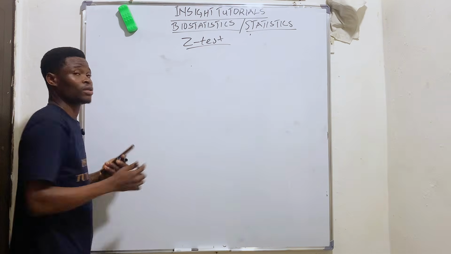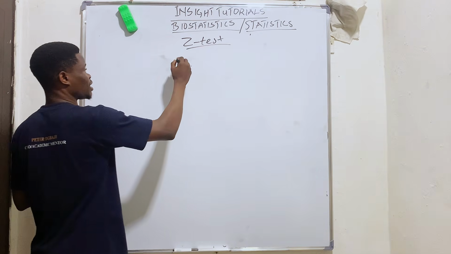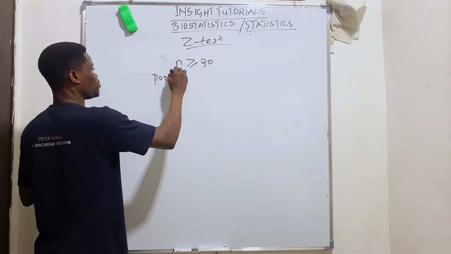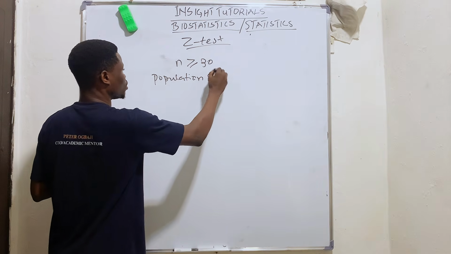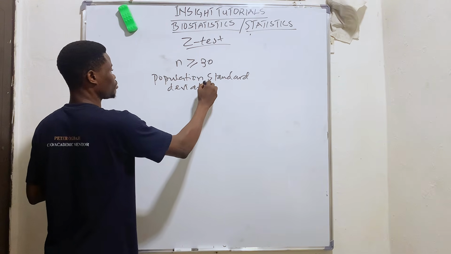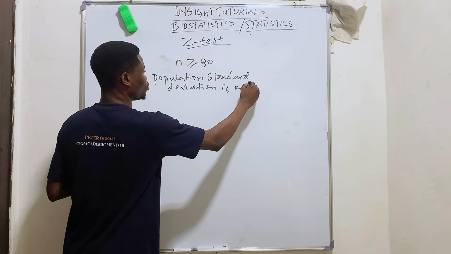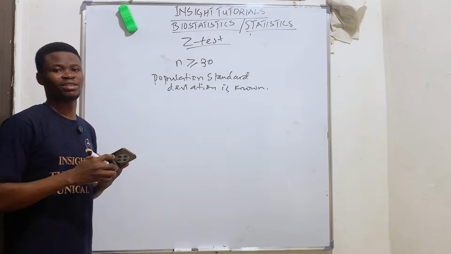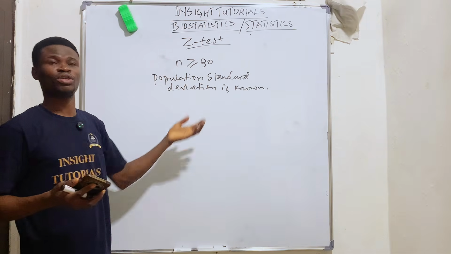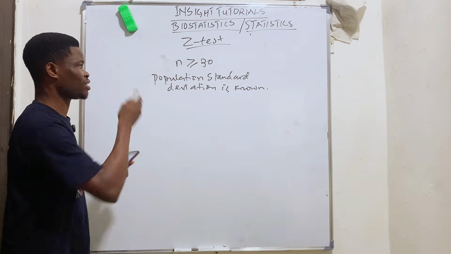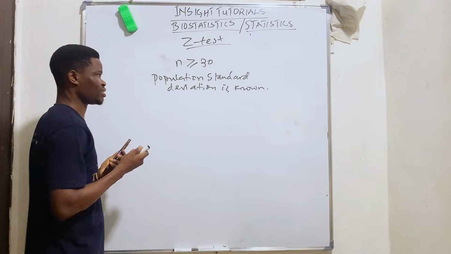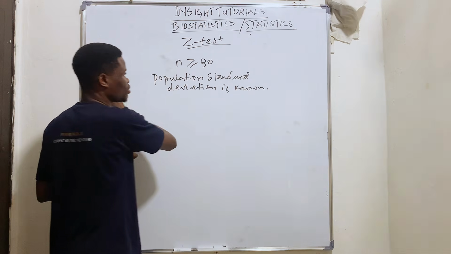Let me start again. The z-test is used particularly when the sample size is greater than or equal to 30 and when the population standard deviation is known. If you notice, unlike the t-test, where the sample size is less than 30 and the standard deviation is unknown, for the z-test, once you see that the population standard deviation is given and the sample size is greater than 30, that is a z-test. So we're going to quickly solve a z-test question right away.